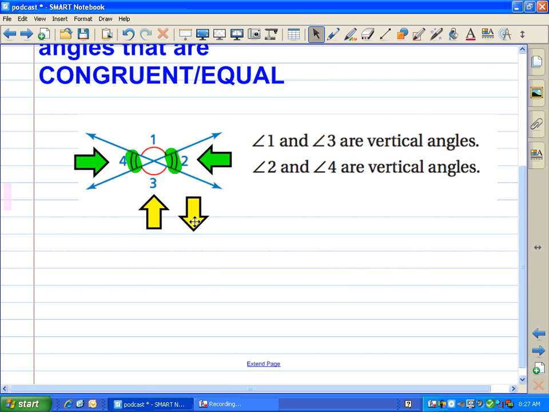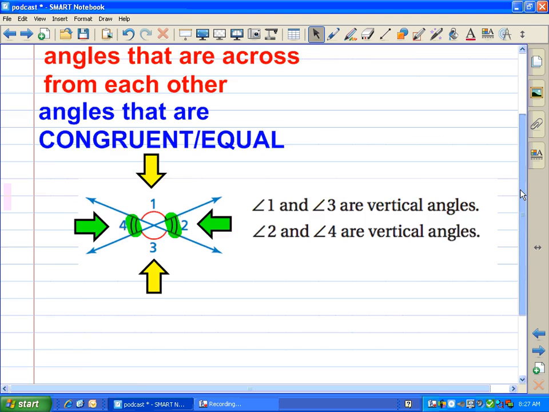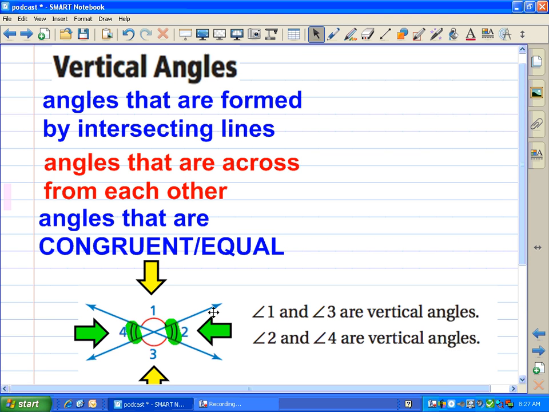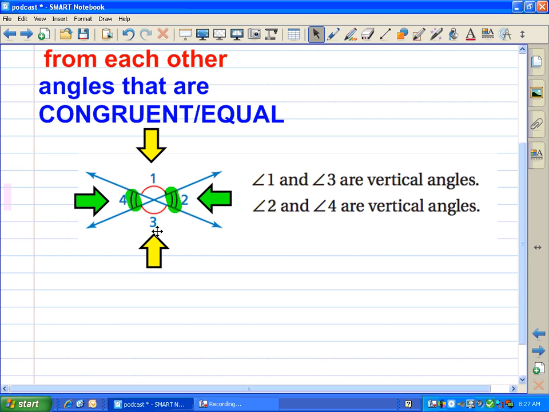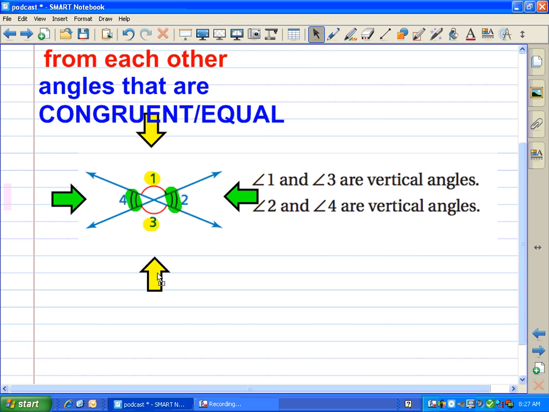Angle 1 and angle 3 are also across from each other. They're across from each other. They're formed by intersecting lines. And angle 1 and angle 3 are also congruent or equal.